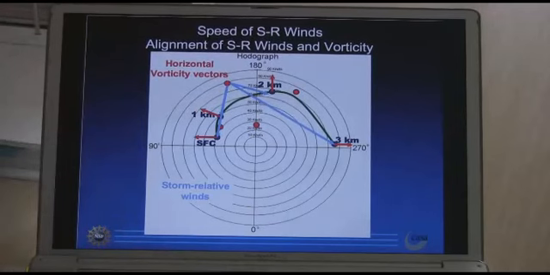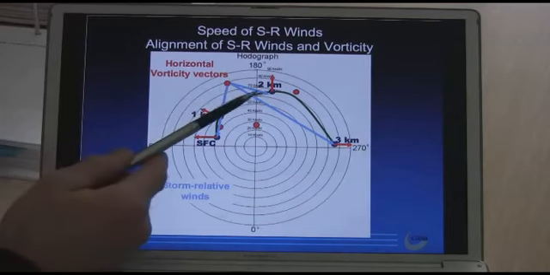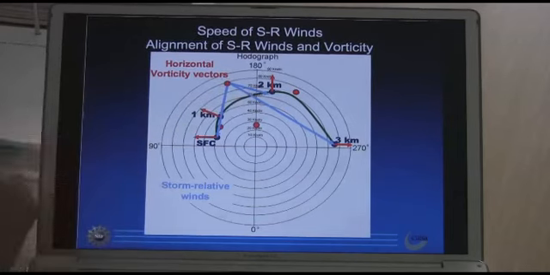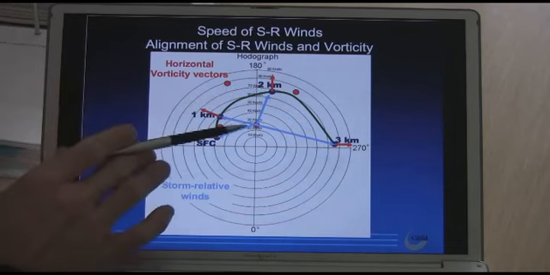If anything, you're going to get an anticyclonically rotating updraft here, because you don't have parallel alignment between the storm relative wind. Well, in fact, I shouldn't say that. You probably will get no rotation there, or very little. Let me just leave it at that. Very little significant rotation.